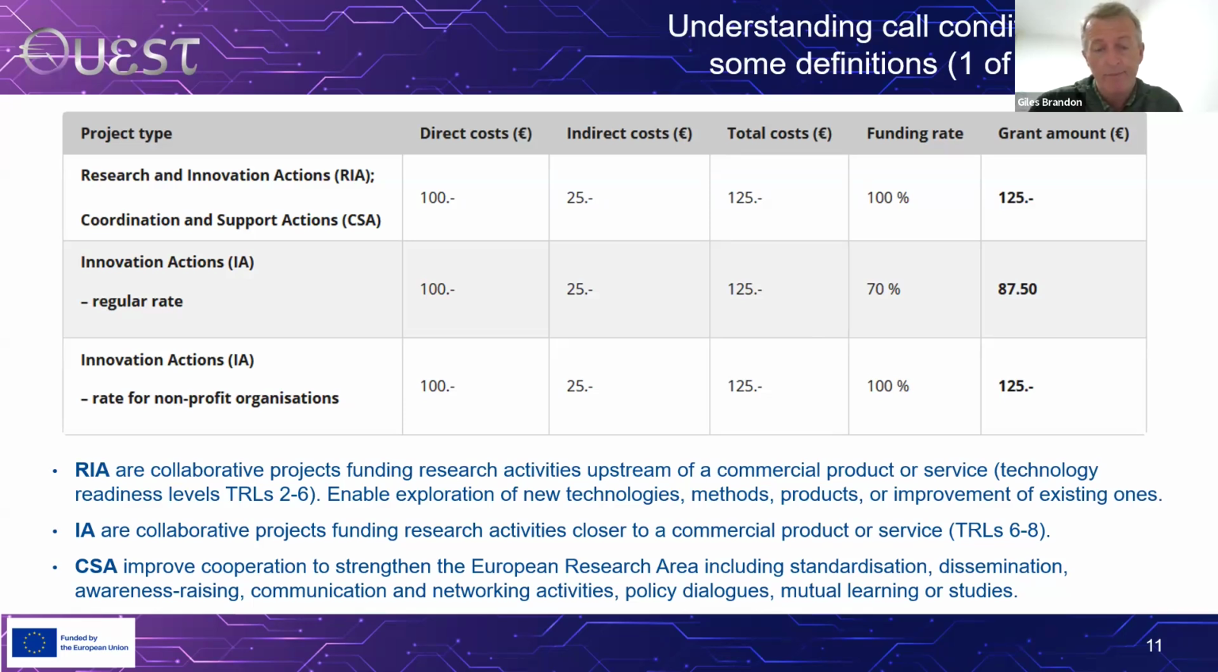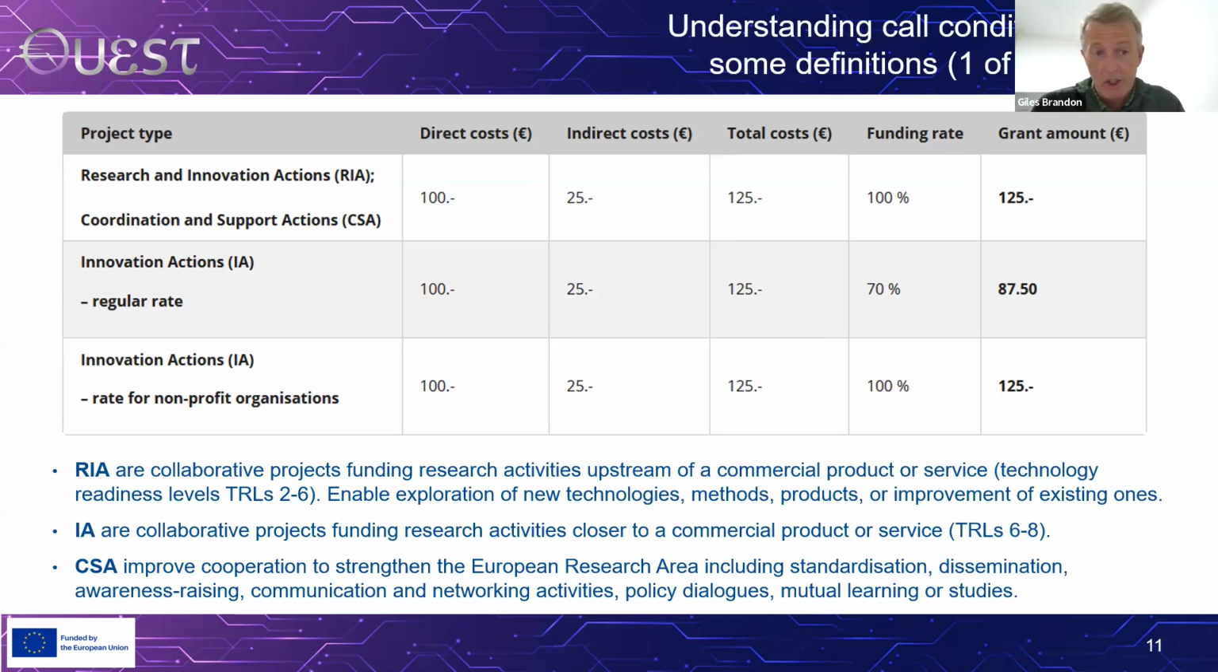So add the two together, direct costs plus indirect costs, you get a total cost of 125. For both of these support actions, the funding rate is 100. So that means for every 125 euros of total costs, you will be reimbursed with a grant of 125 euros. All quite straightforward so far.